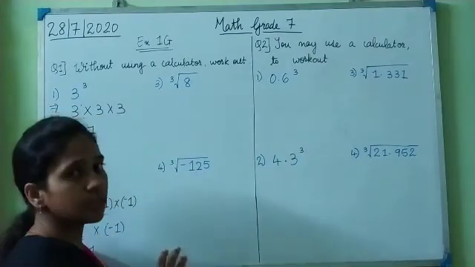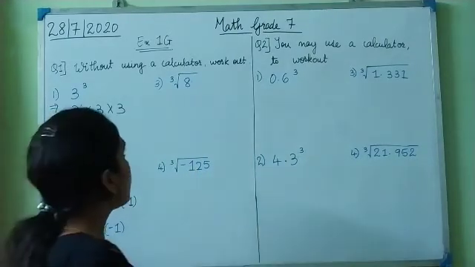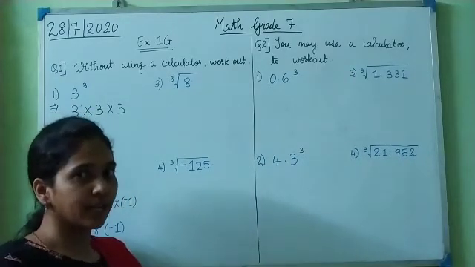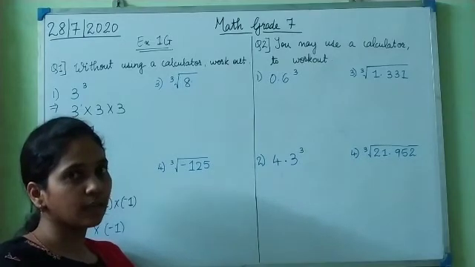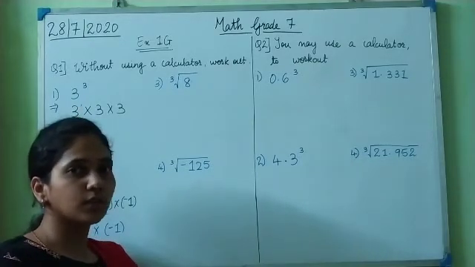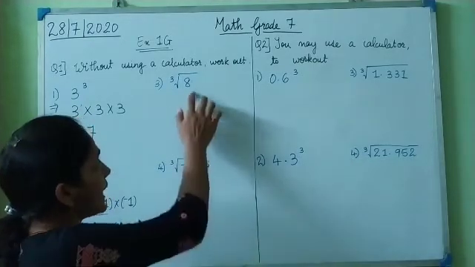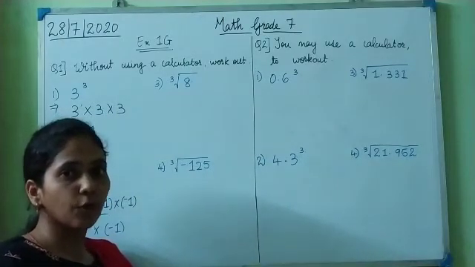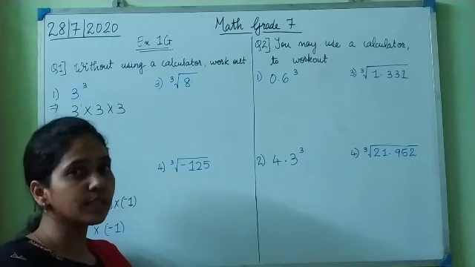Okay. Without using a calculator. Which number when multiplied to itself 3 times gives us 8? Let's try. 1 into 1 is 1, and again 1 into 1 is 1 only. So we don't get 8. Okay. So now let's try with 2. 2 into 2 is 4, and 4 into 2 is 8.